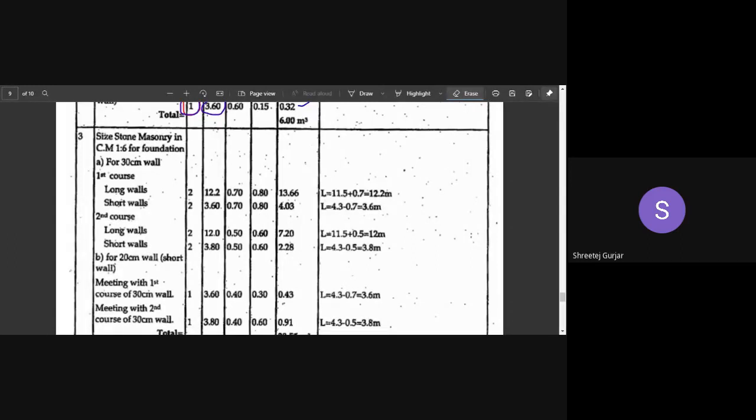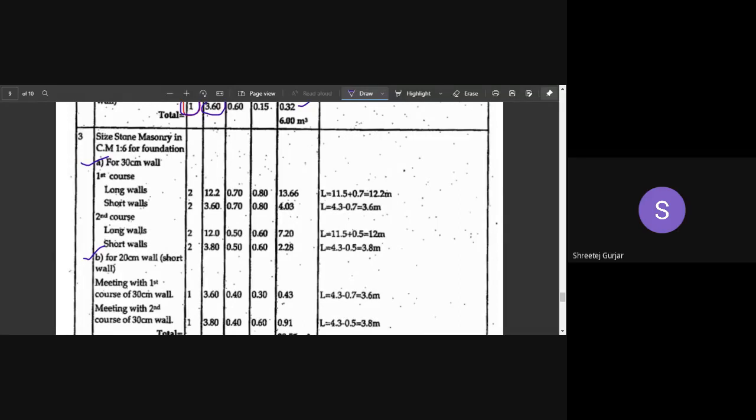What I have to do? We have to calculate separately for the 30 centimeter wall, and separately for the 20 centimeter wall. So we will first calculate for the 30 centimeter wall.